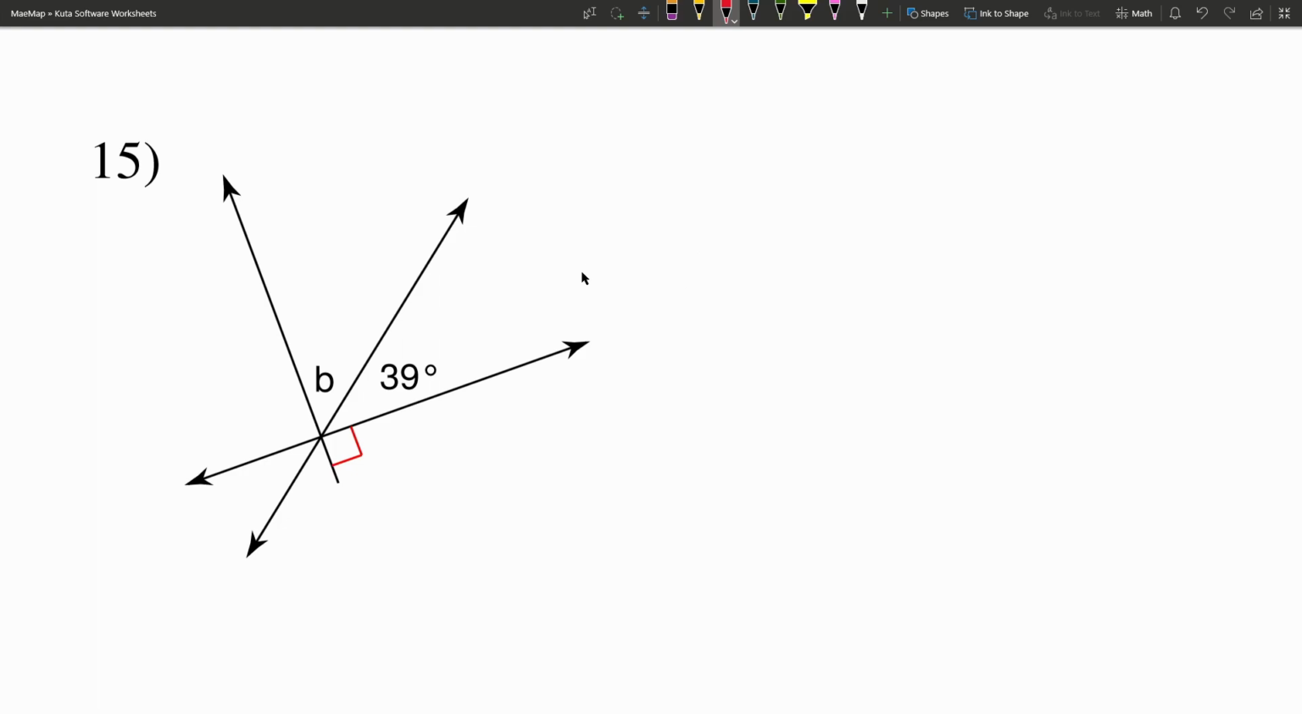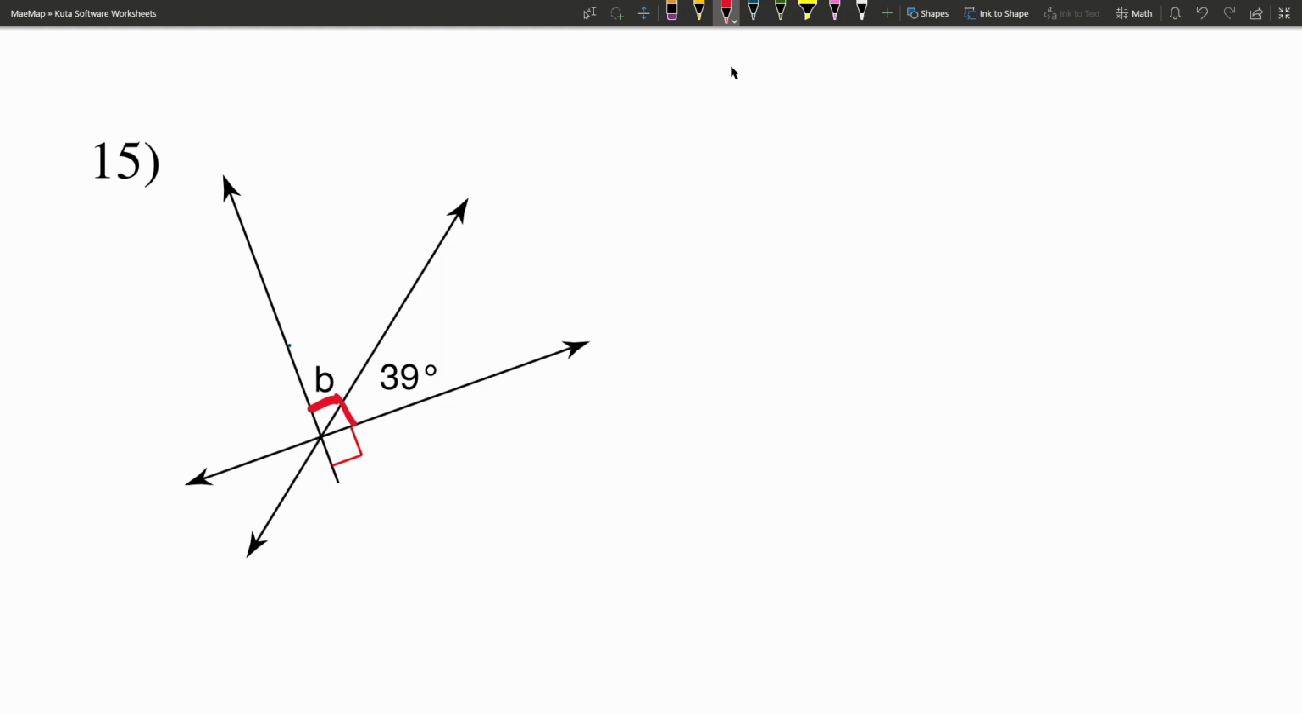Moving on to number 15, what can we say about B and 39 degrees? Our angle B and our angle 39 degrees are complementary because they form a 90-degree angle when summed together. And that's again because, as marked along this line here, we have 90 degrees. This sums to 180. 90 plus 90 gives us 180. So we know that B and 39 degrees are not only adjacent, but also complementary.